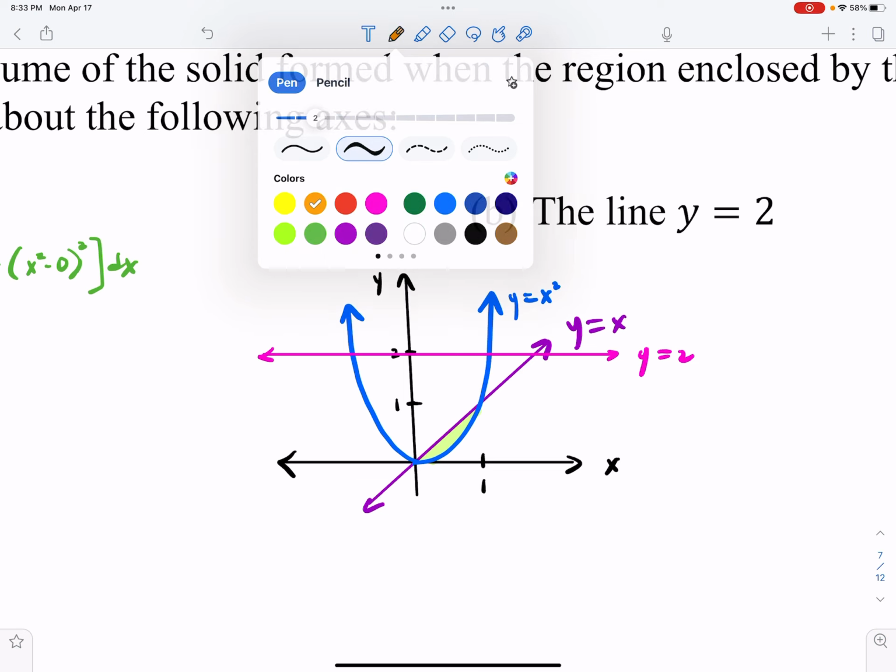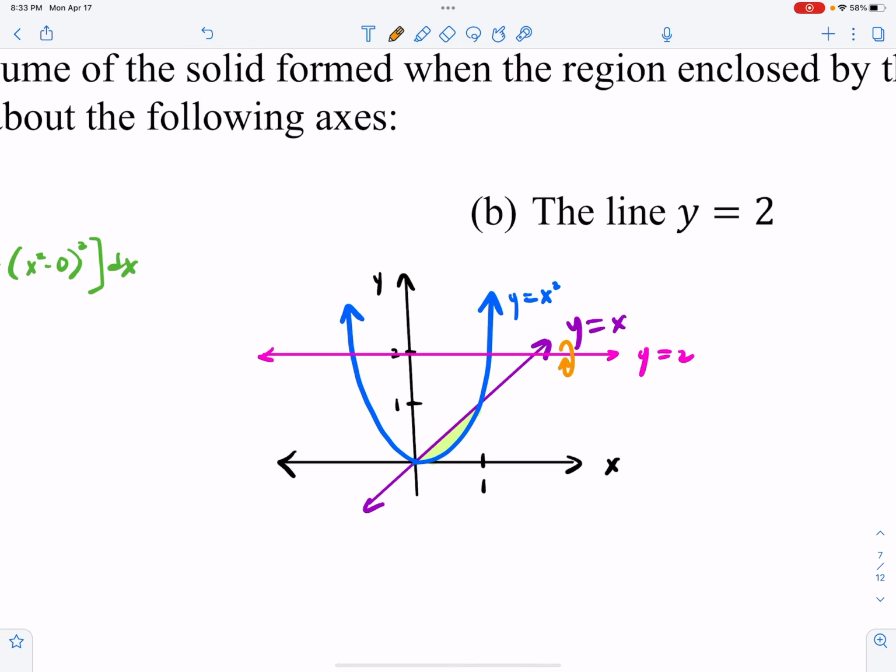Y equals 2, rotating around that horizontal line. So what that'll be, kind of like this, and then like this. I'm trying.